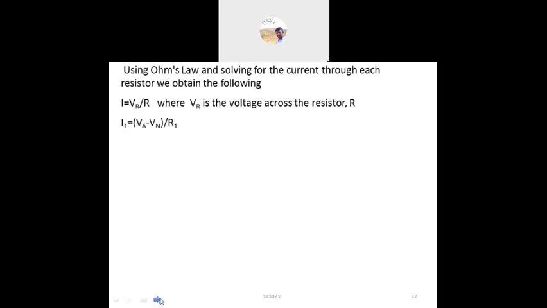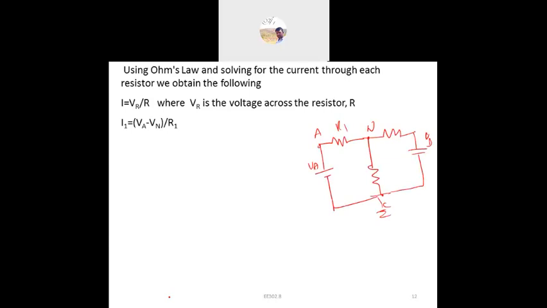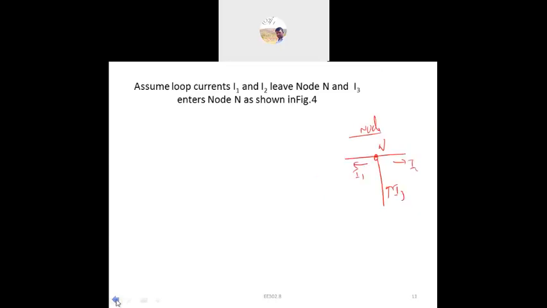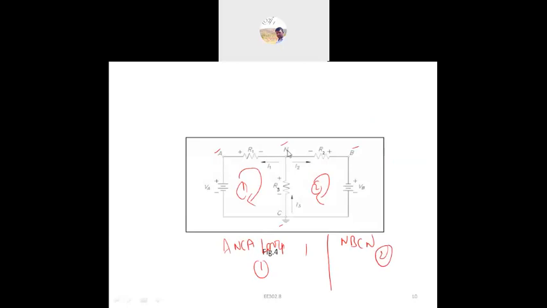So let me draw the circuit. Here we are just taking the resistors. This is node A, node C, the node A. We have VB, VA. So I1 is equal to the R1. Let me see. So here is R1, R2, R3.